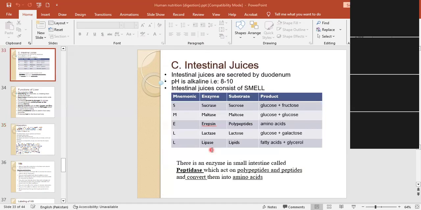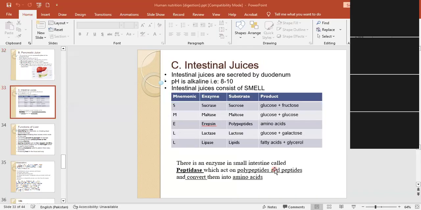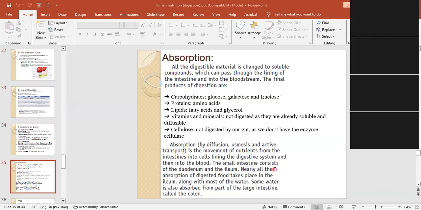The first part of the small intestine is known as the duodenum, where all this digestion occurred. Now we are moving towards the later part of the small intestine, which is known as the ileum. The ileum is the area where the final absorption occurs.